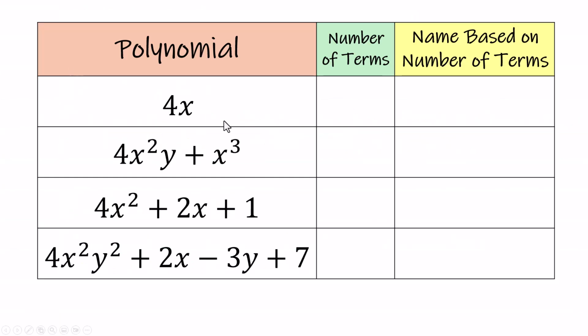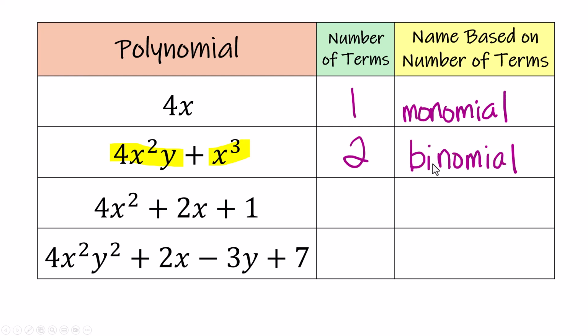All right, I have some polynomials here. Look at the first one, the number of terms. There is one term here, and the name of this polynomial based on the number of terms is monomial. There's only one term. The second one, 4x squared y, is a single term being added to another term, x cubed. There are two terms here. That means we are going to call this a binomial.